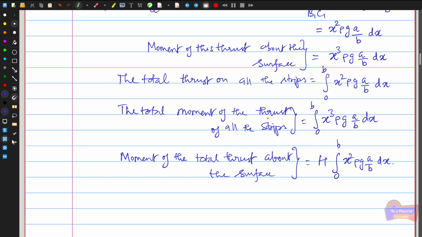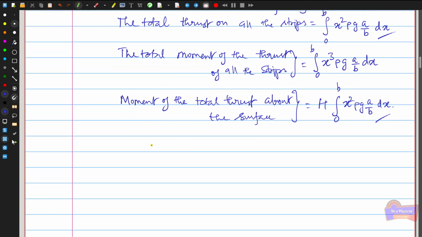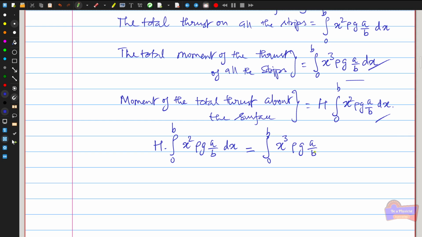Okay. Since the two moments are equal, I can equate this equation and this equation. I can write h times the integral from 0 to b of x squared rho g a divided by b dx, which is equal to the total moment. Sorry, not this one. So the total moment is the integral from 0 to b of x cube rho g a divided by b dx.